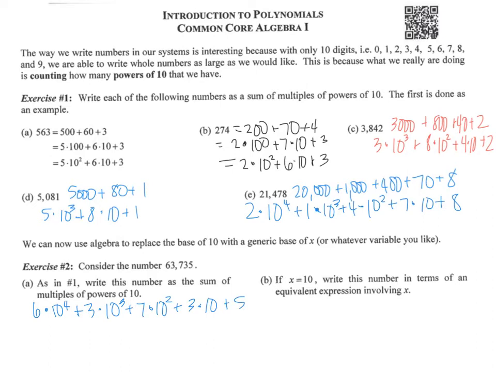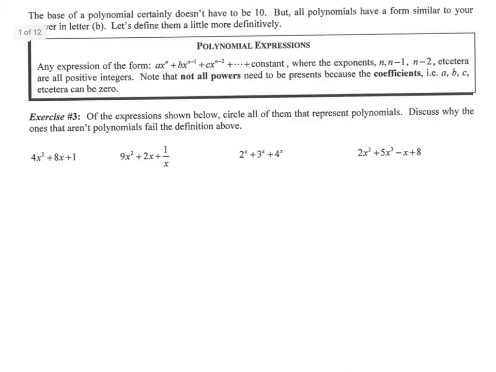So if x equals 10, write this number in terms of an equivalent expression involving x. So it's 6 times x to the fourth plus 3 times x to the third plus 7 times x squared plus 3x plus 5. So all we did is we took the tens and replaced them with x's. The base of a polynomial certainly doesn't have to be 10, but all polynomials have a form similar to your answer in letter B. Let's define them a little more definitively.